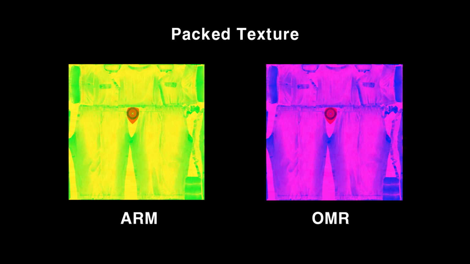Instead of storing each property in a separate texture, these grayscale maps are packed into red, green, and blue channels of a single texture. This reduces memory usage, simplifies texture management, and improves rendering performance by reducing the number of texture samples the engine needs to read.